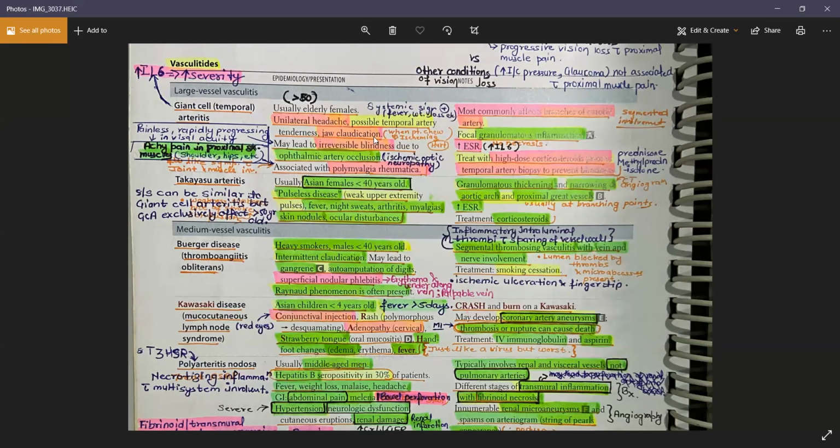You will get jaw claudication because of the inflammation. The lumen of the vessel will become very narrow, and the blood supply to the area will be lost. So whenever you try to use that area, like in chewing, you will get jaw claudication. Because of involvement of the ophthalmic artery, you can have irreversible blindness. That's why, to prevent the blindness, whenever you suspect giant cell arteritis in a patient, without waiting for the lab results, you need to give corticosteroids as soon as possible.